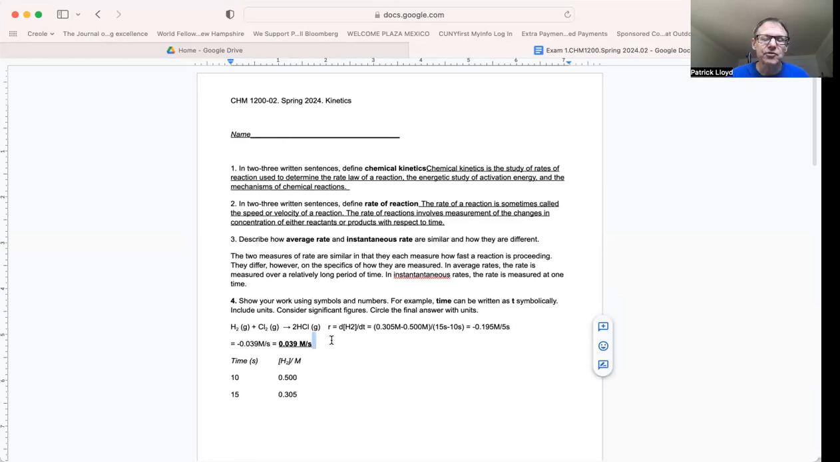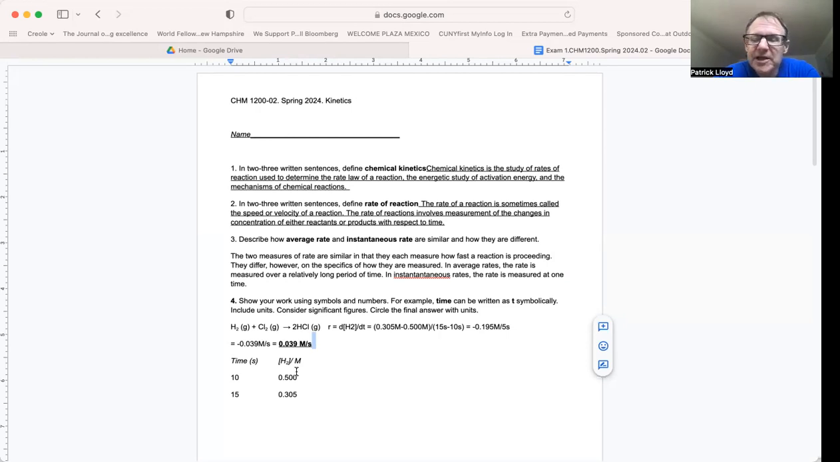It looks like we're okay, because it's actually a little bit ambiguous. If you think about it, we're doing division, but we're also doing subtraction, so there's actually two rules of sig figs. For the numerator, it's 0.305 minus 0.500, so that should have three significant figures, 3 digits past the decimal point.